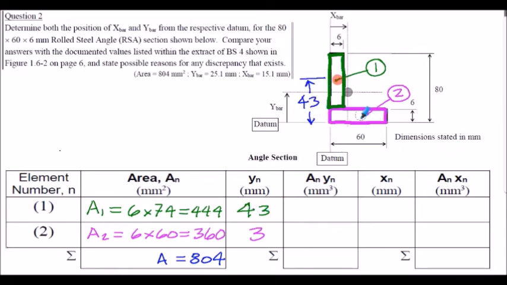For element number 2, it's much easier to find the centroid from the datum at the bottom, which is half of the 6 depth, so that's where the 3 mm is arrived from.